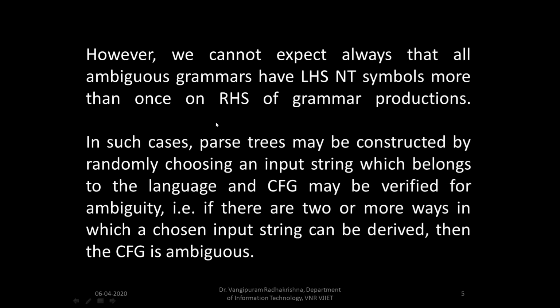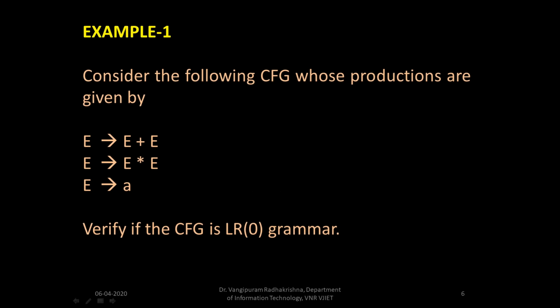So, having known about the procedure to identify if a context-free grammar is LR0 or not, we'll now look into a working example. Here is example one. Consider the following context-free grammar whose productions are given by E → E + E, E → E * E, E → a, and verify if the context-free grammar is LR0.